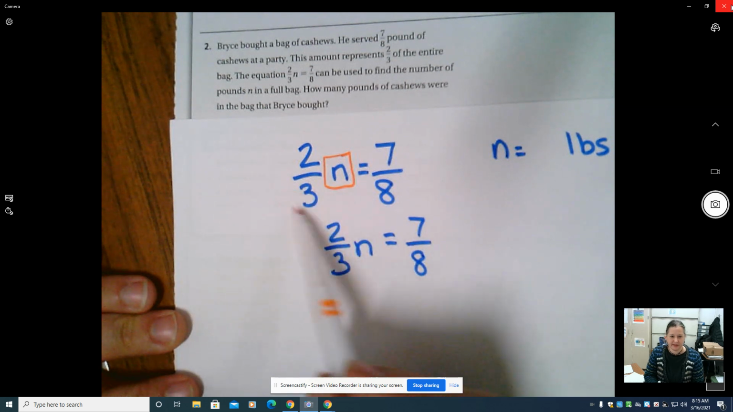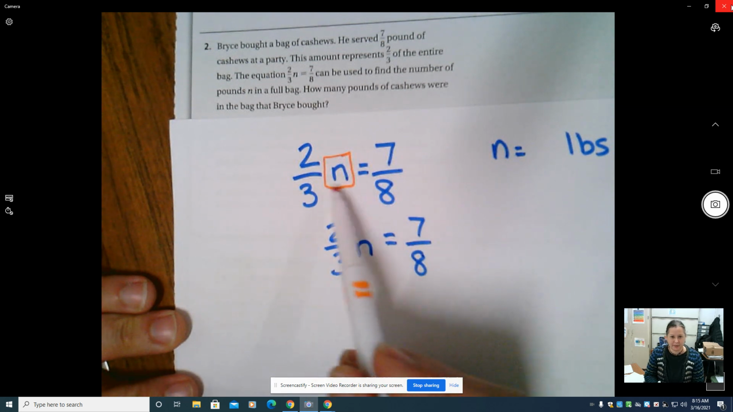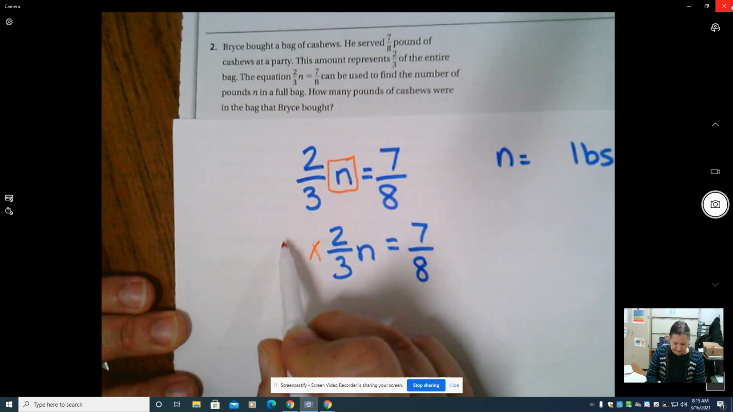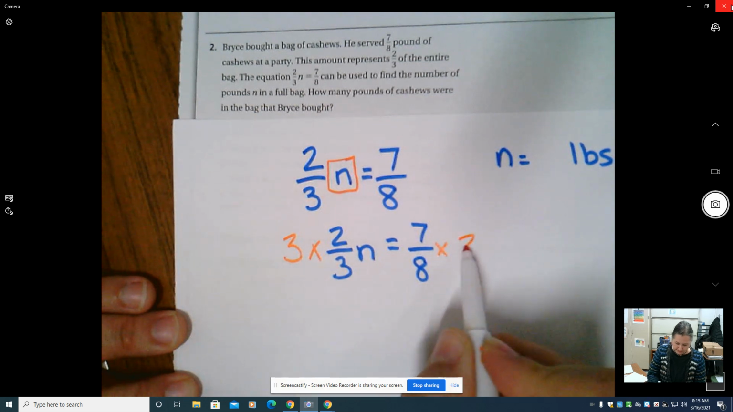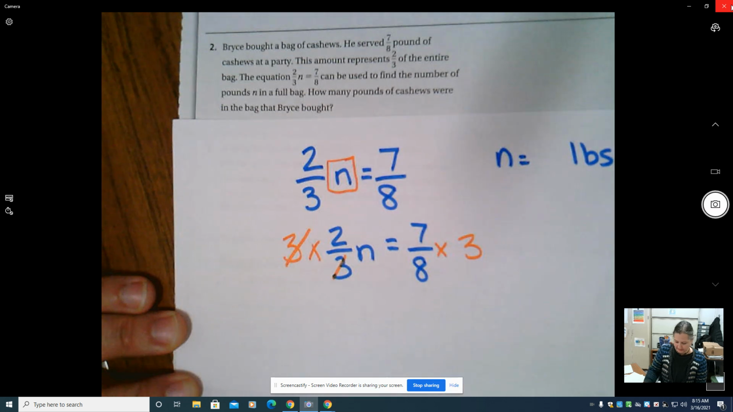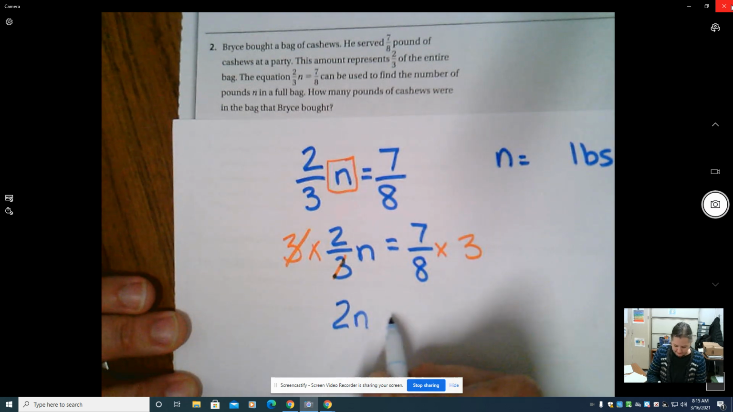So we're going to get rid of the 3 here on this side because the n is what we want to get by itself. So here we're dividing by 3. In order to get rid of that 3, we must multiply both sides by 3. This side cancels out and we're left with 2n.